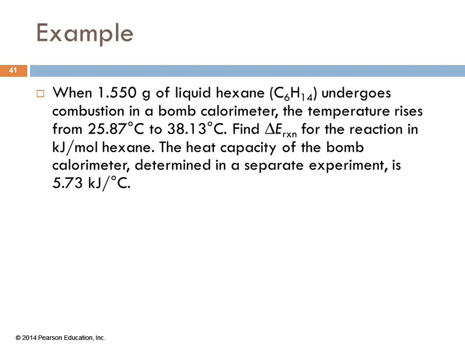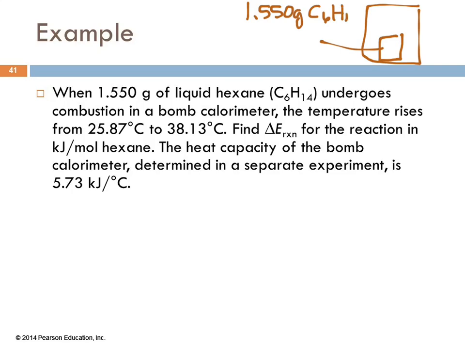So a picture is going to be helpful here. So we've got our large calorimeter, and then on the inside we've got the little bomb. And in the bomb we've got 1.550 grams of hexane, C6H14. And it's going to undergo a combustion reaction.